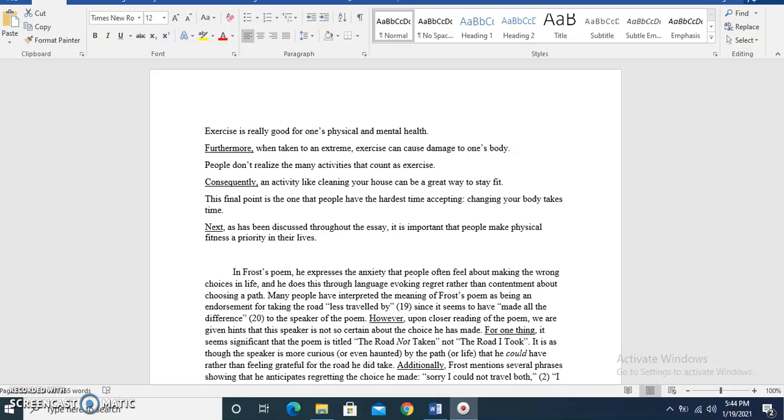So furthermore is a transition, but it doesn't work in the situation we have here. When you see the transition furthermore, that tells an audience, I'm going to be extending an idea I was just talking about. I'm going to be moving in a similar direction and giving you more information. That's not what's going on in this pairing.